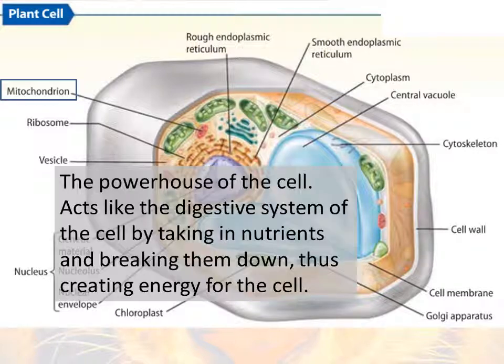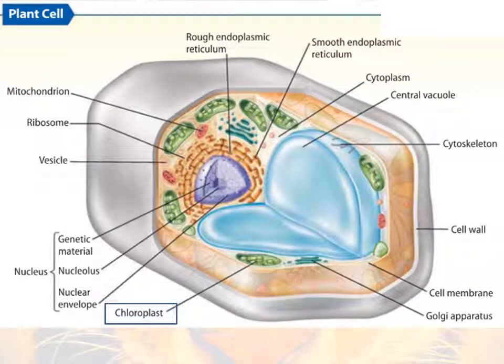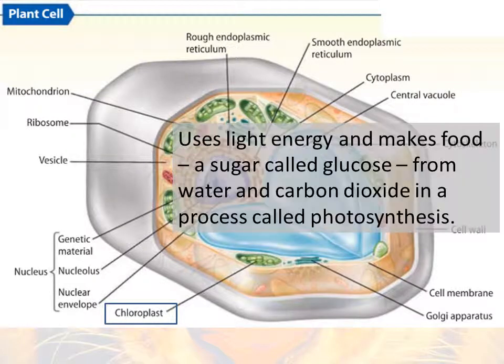Up next is the mitochondrion. This is the powerhouse of the cell. It'll act like the digestive system of the cell by taking in nutrients and breaking those nutrients down, and that'll create energy for the cell to use. Up next for the plant cell, we have chloroplast. The chloroplast uses light energy and makes food, a sugar called glucose, from water and carbon dioxide in a process that is called photosynthesis.